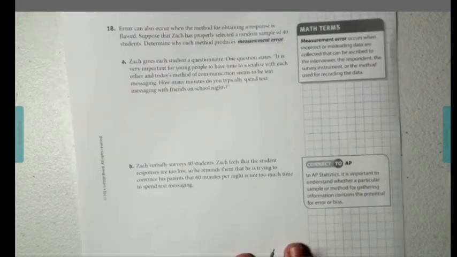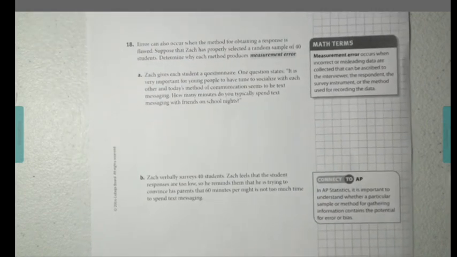And then part B says, Zach verbally surveys 40 students. Zach feels that the students' responses are too low, so he reminds them that he's trying to convince his parents that 60 minutes per night is not too much time spent text messaging.